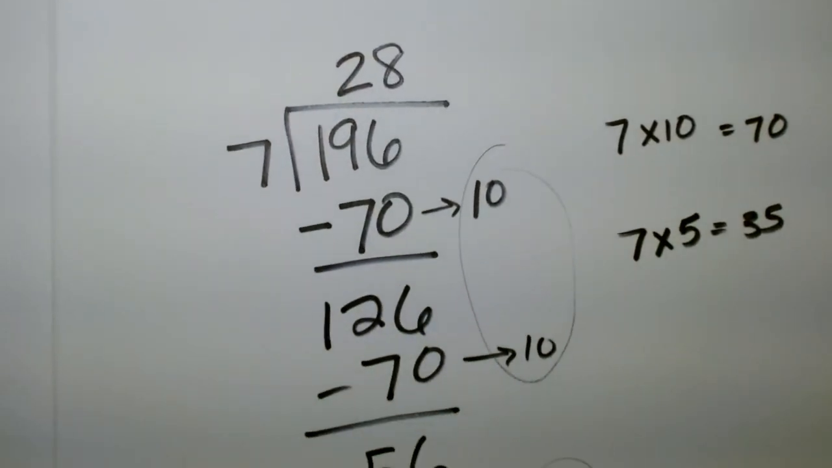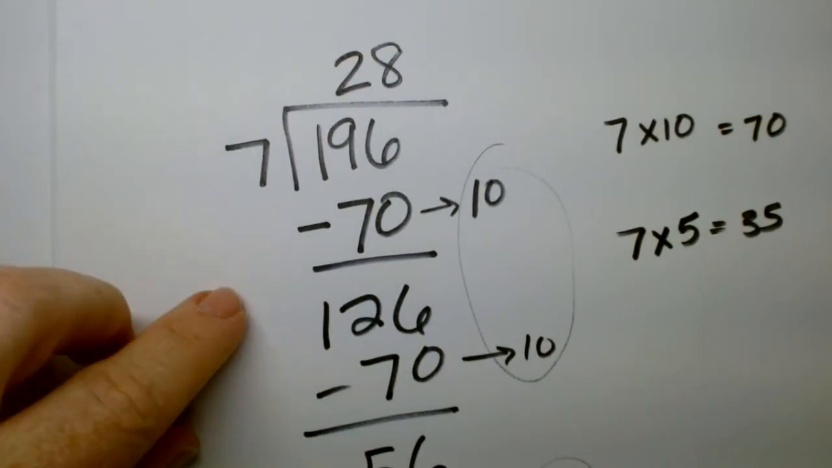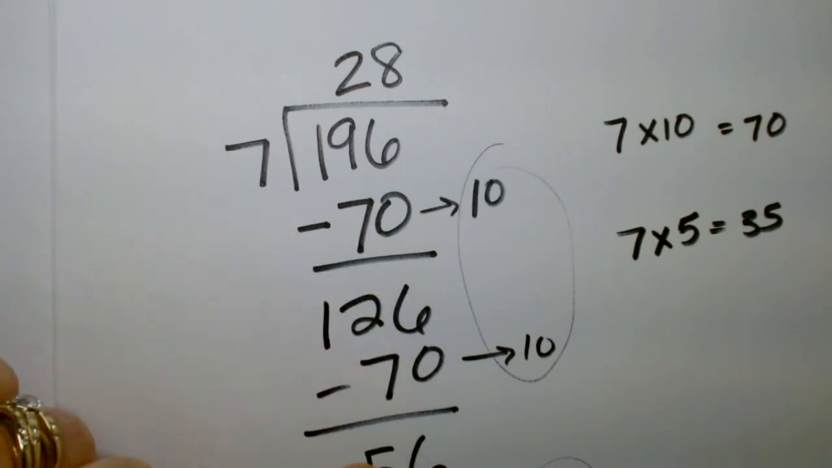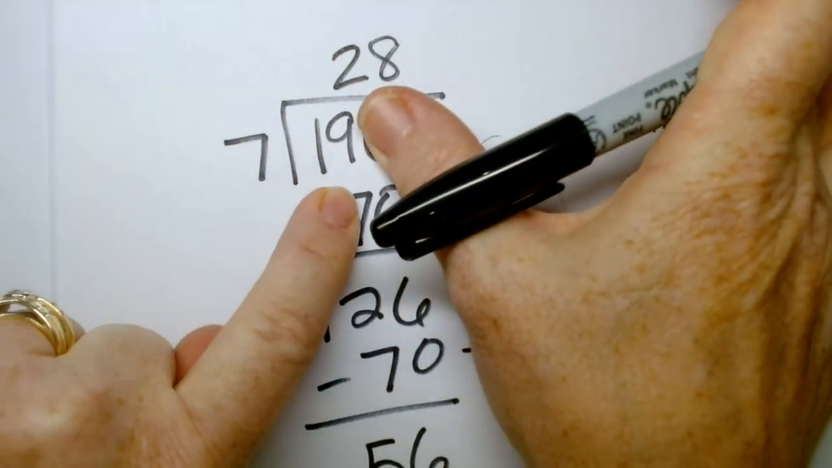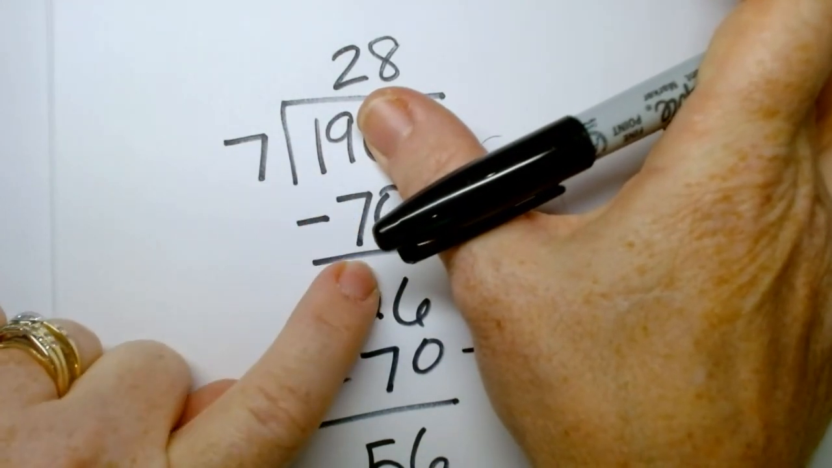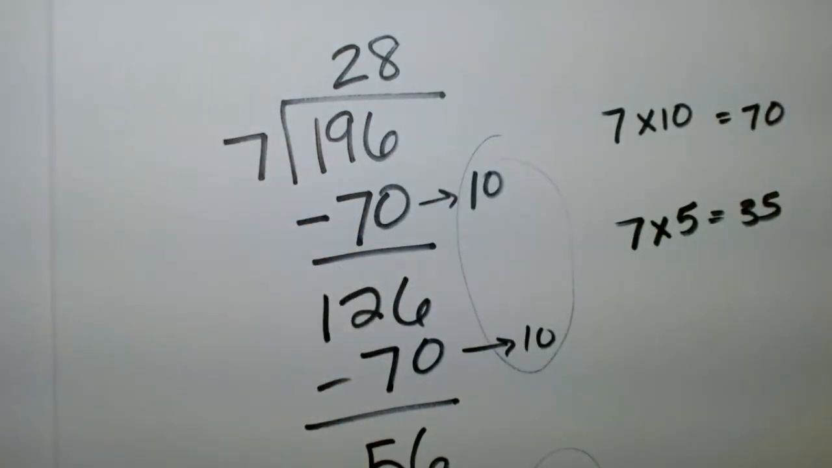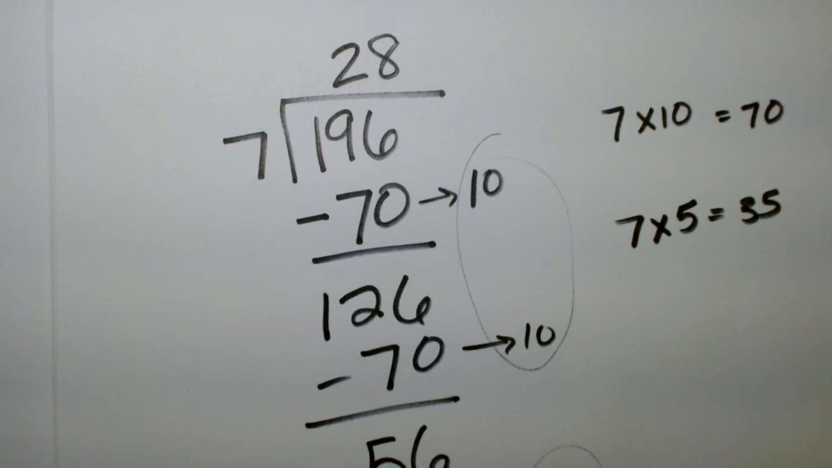Isn't that fun? So again, what did we do? We just started taking bites out of the problem. There's nothing that says you have to do 7 into 19, that's a 2, and then we got a 14. There are a lot of different ways of doing this, and that's what I want you to see.